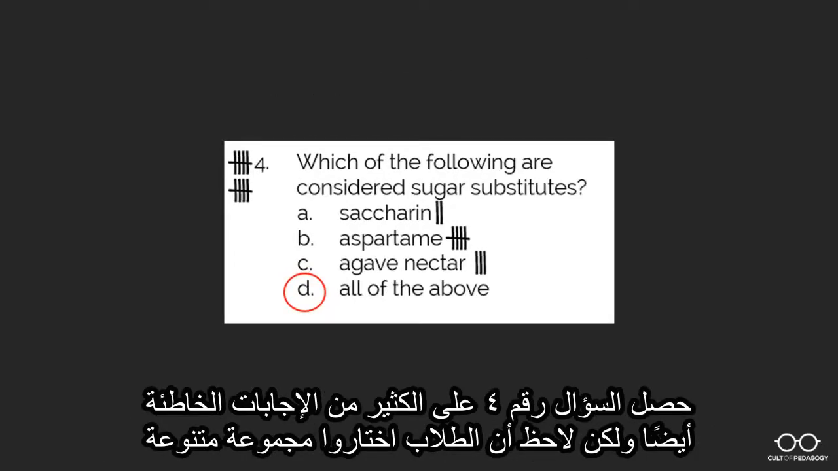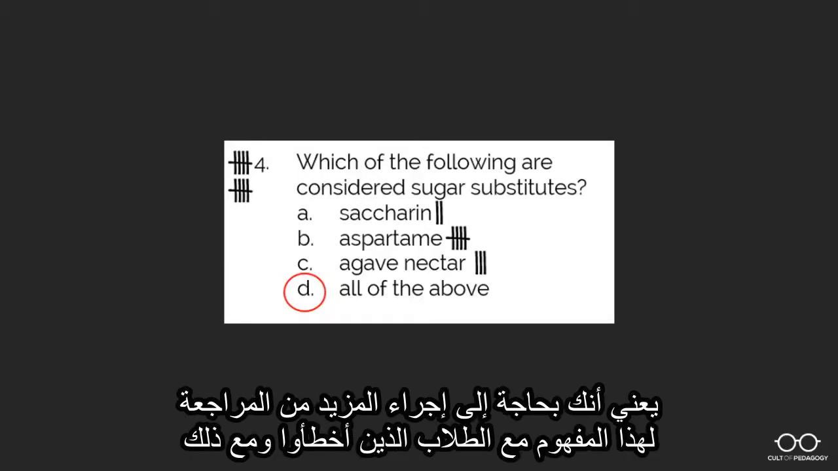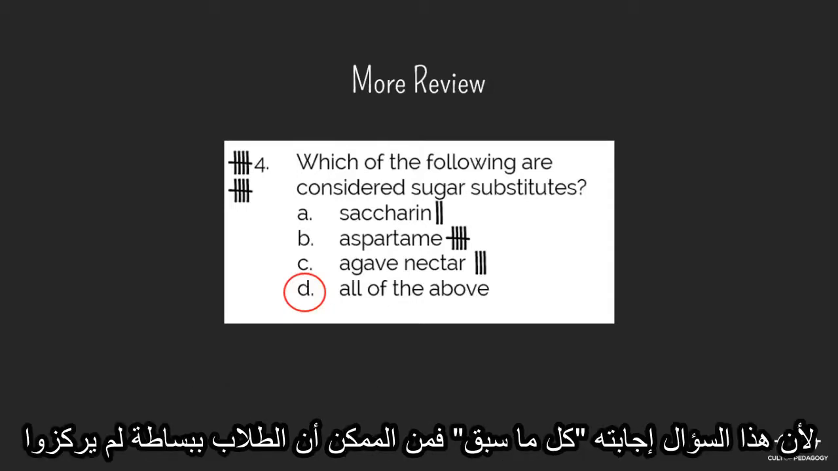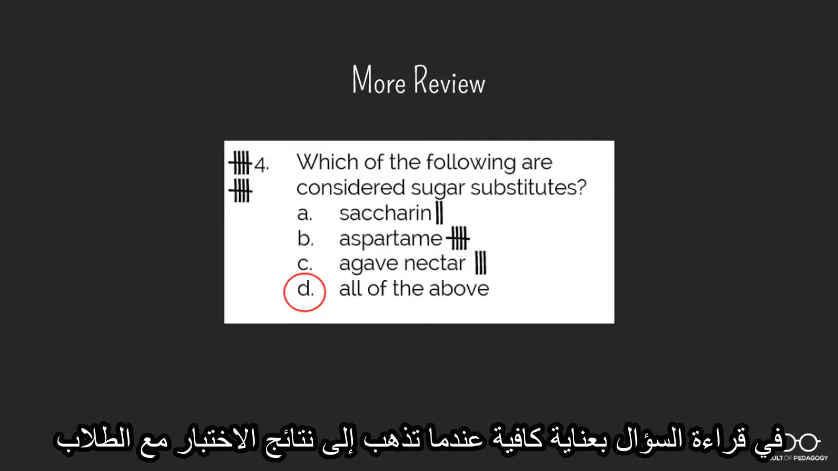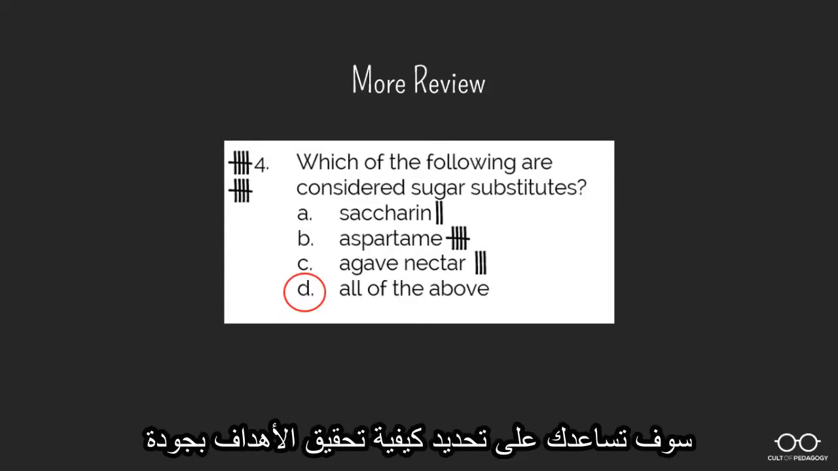Question number 4 got a lot of wrong answers too, but notice that students chose a variety of incorrect answers, so that doesn't necessarily mean this was a bad question. It might just mean you need to do more review of this concept with the students who got it wrong. However, because this was an all of the above question, it's possible that students simply didn't read the whole question carefully enough. When you go over the quiz results with students, find out how many students missed primarily because they just weren't careful. That information will help you decide how to proceed.